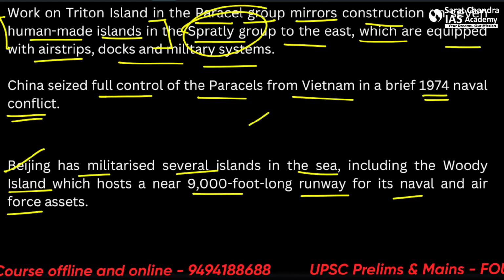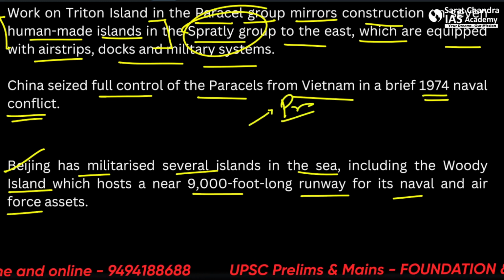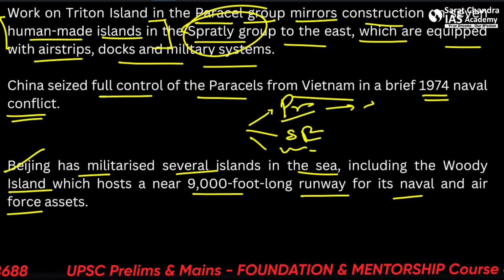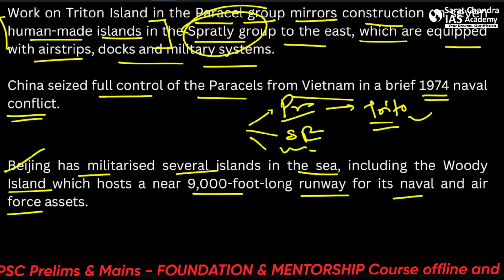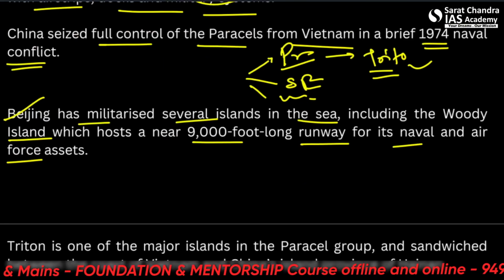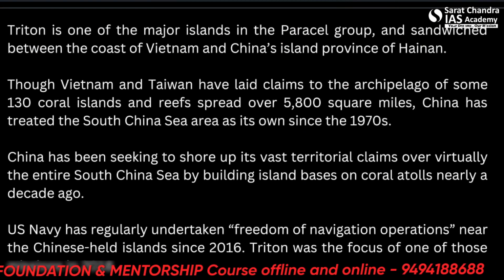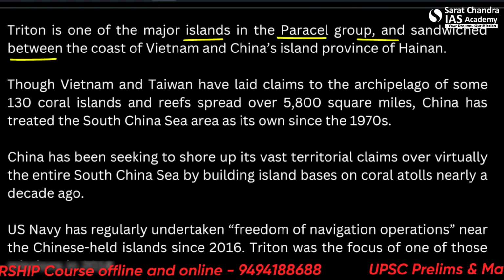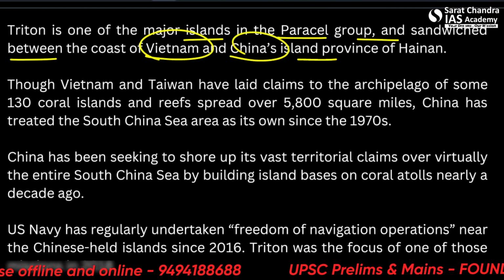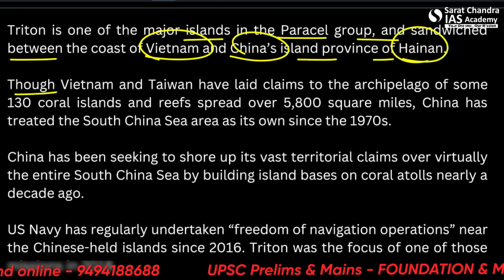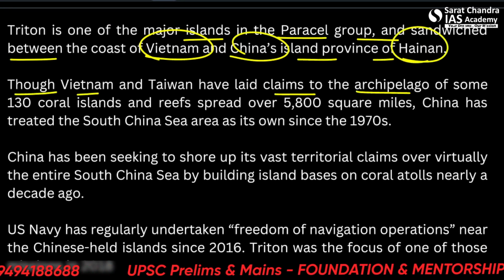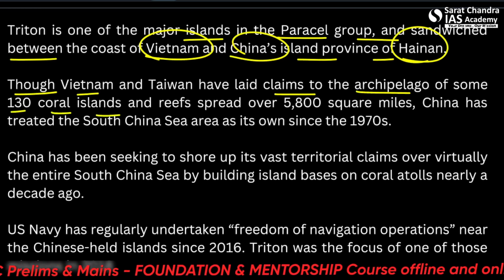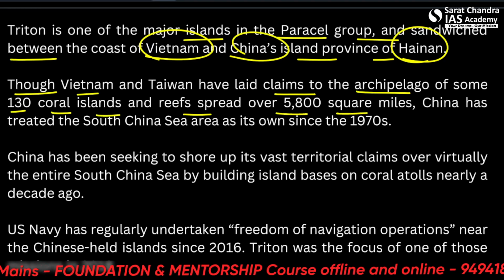So which 3 islands have we talked about? The Paracel group, the Spratly group, as well as Woody Island. In the Paracel group, we are talking about Triton Island here. So let's talk about these islands. Triton is one of the major islands in the Paracel group, sandwiched between the coast of Vietnam and China's island province of Hainan. Though Vietnam and Taiwan have laid claims to the archipelago, meaning a group of various different islands, of some 130 coral islands and reefs spread over 5,800 square miles.